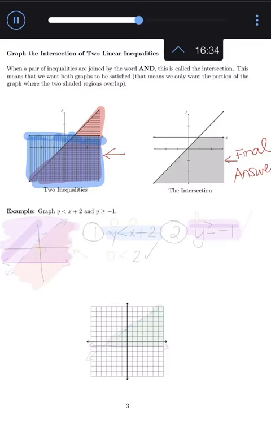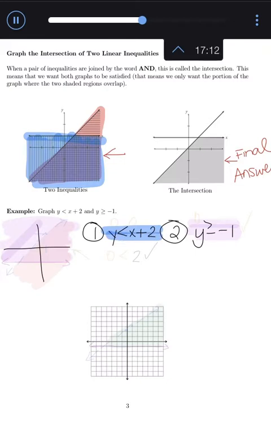So you still start by making a mock-up and doing both graphs together, but your final answer should only be where the two shaded portions overlap. So for this first example, I would actually start by doing a mock-up of the graph of both of the first two lines together on a little axis before I draw my final graph, because that should only be my overlap. So let's look at the first graph first.